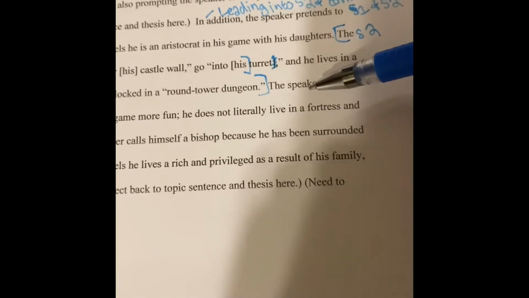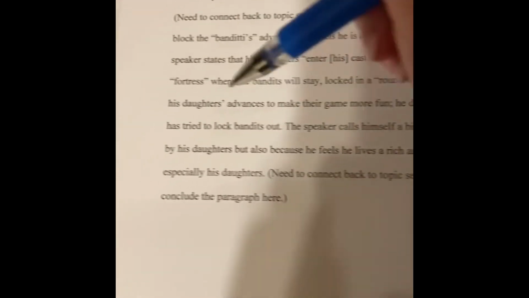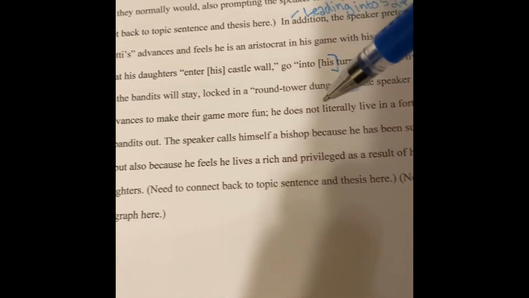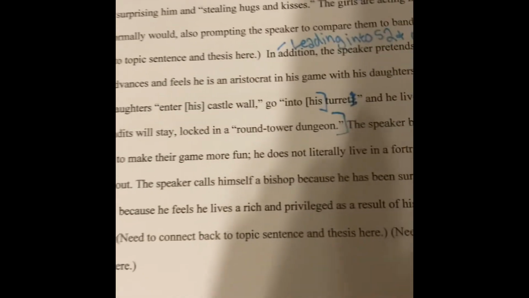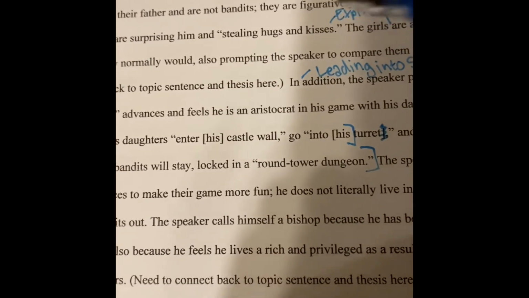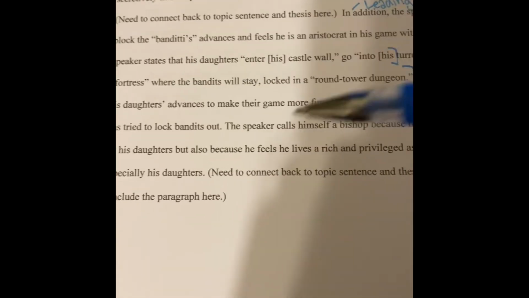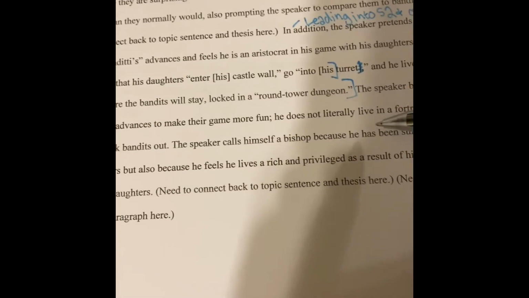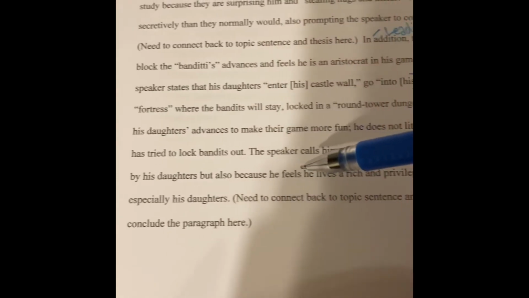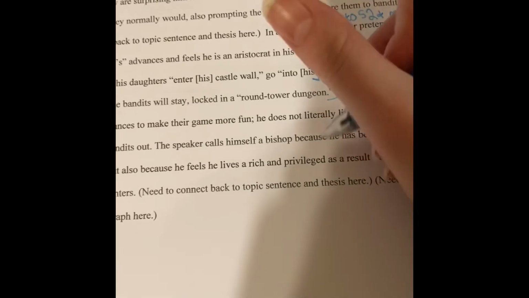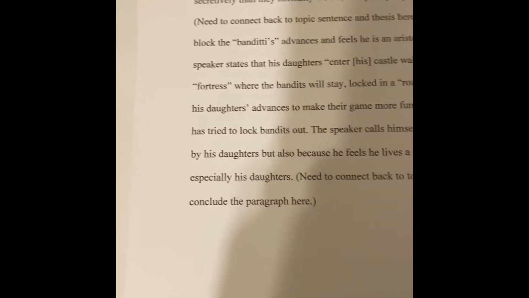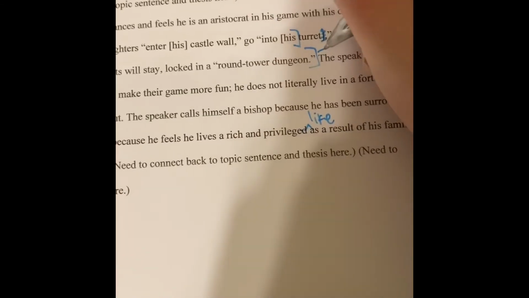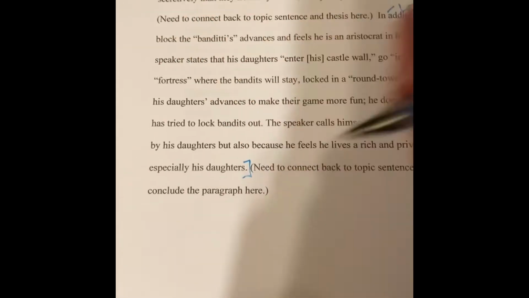Let's see if it's explaining support 2, this sentence. "The speaker blocks his daughter's advances to make their game more fun. He does not literally live in a fortress and has tried to lock bandits out." Okay, so that's an explanation. Let's see if the next sentence is too. The reason I say that is because up here I had two sentences of explanation, so I might have done that again. We'll see. "The speaker calls himself a bishop because he has been surrounded by his daughters, but also feels he lives a rich and privileged life as a result of his family, especially his daughters." Yes, I'd say that's still explanation. So we've got two sentences to explain support 2.